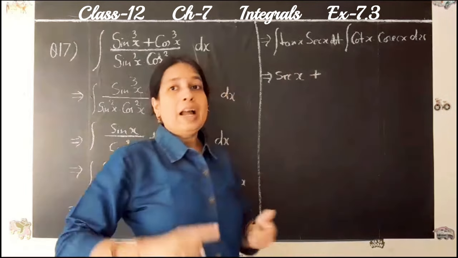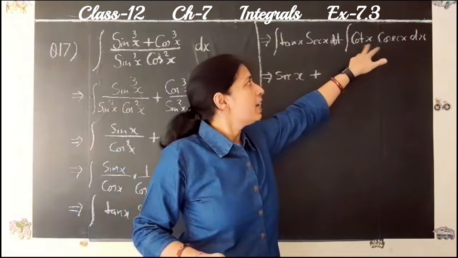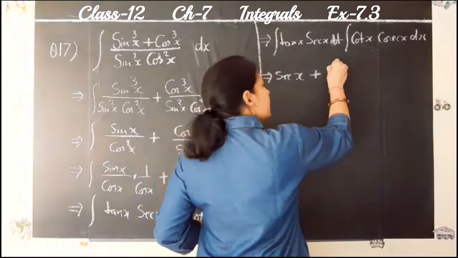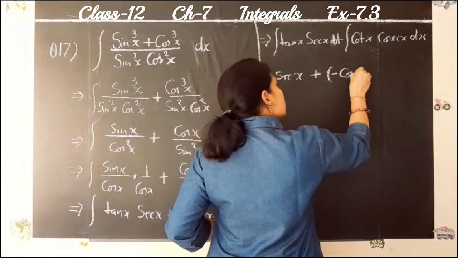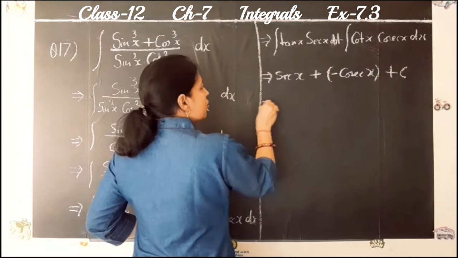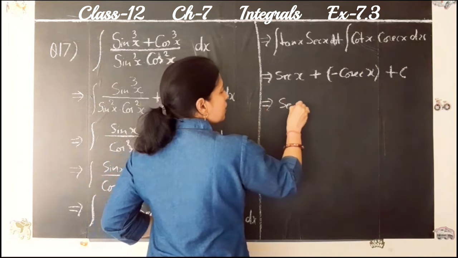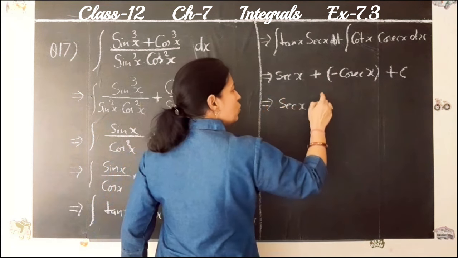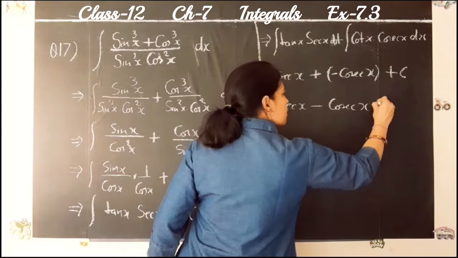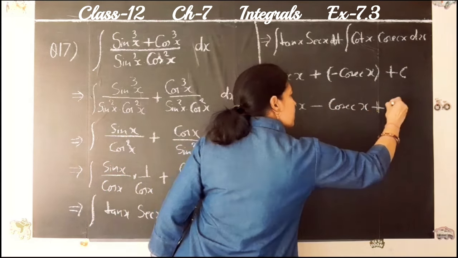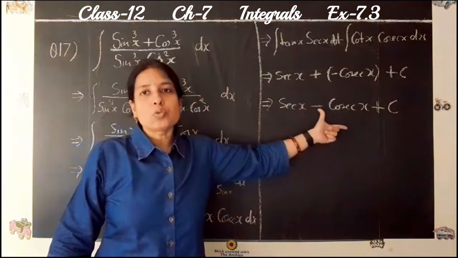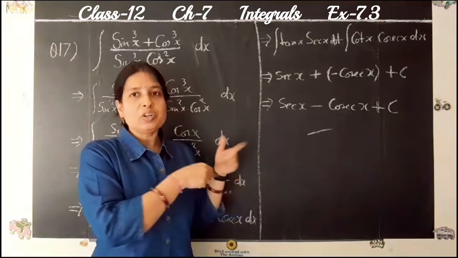Plus, and what is the formula for integral of cot x into cosec x? Yes, it is minus cosec x. So write here minus cosec x and write a constant c. So finally we can write sec x minus, since minus into plus will be minus, cosec x plus write this constant as it is. So finally we get our answer: sec x minus cosec x plus c. This will be your answer.